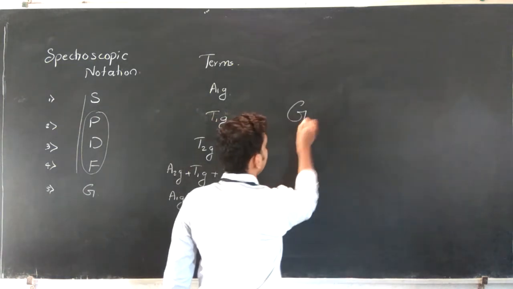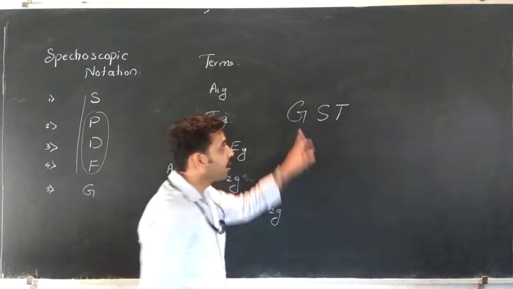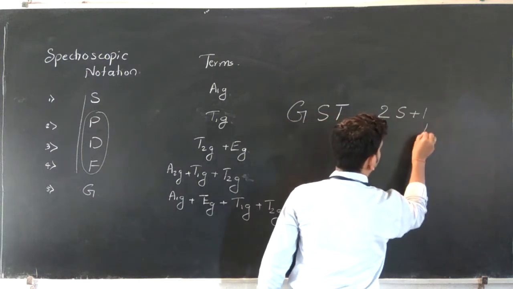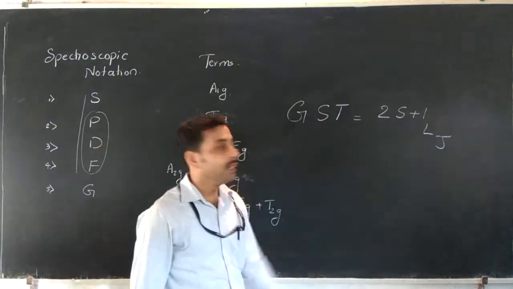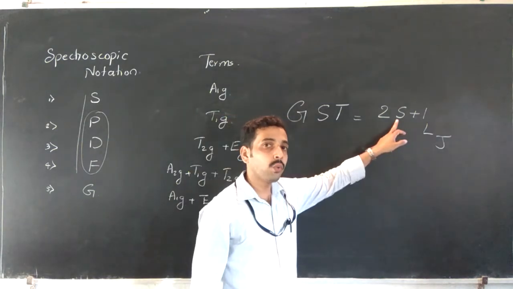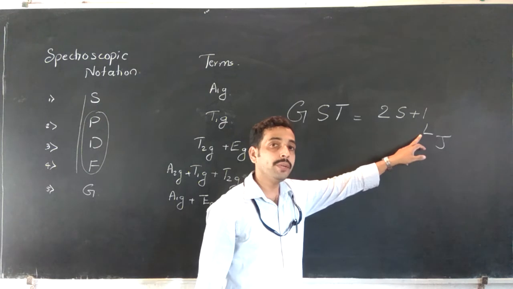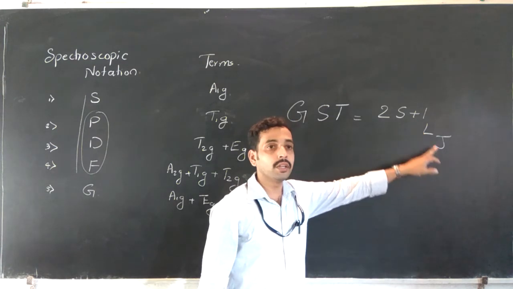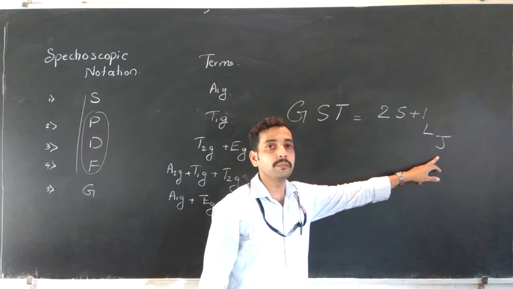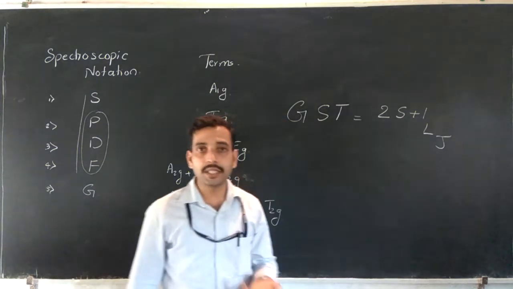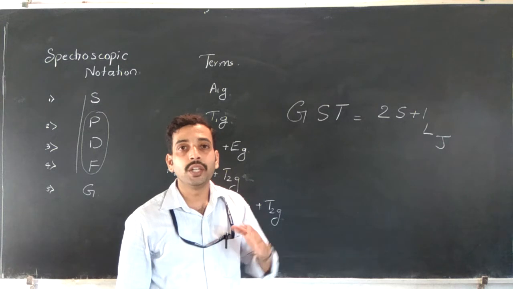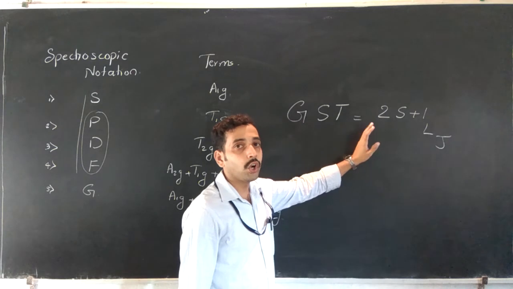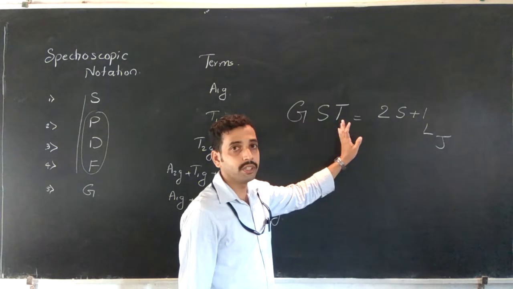That is called GST, where ground state term is equal to 2S plus 1 L, where S stands for spin quantum number and L stands for orbital quantum number, also called angular quantum number. From d1 to d9 systems, we can calculate the spectroscopic notation. It is a fundamental of electronic spectra, so before the Orgel diagram, the concept of ground state term must be known.